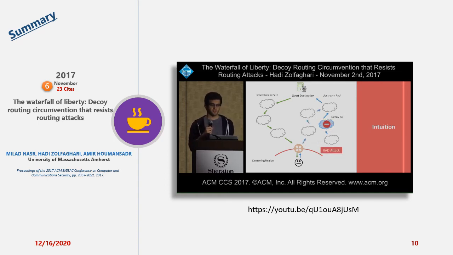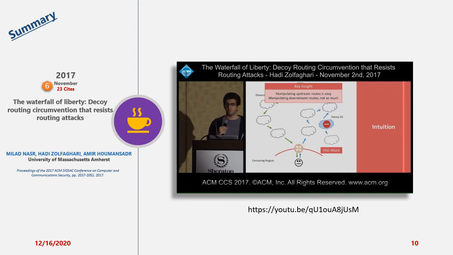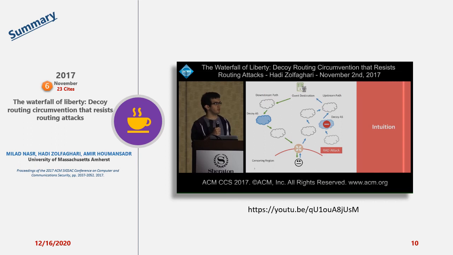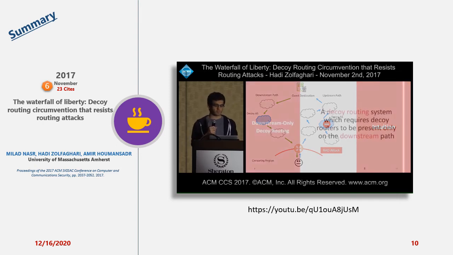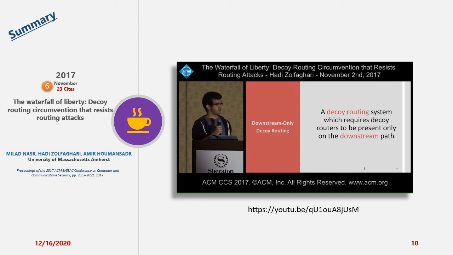As we saw, unfortunately, this is easily avoided by the censors. They can simply avoid sending traffic through routes which contain decoy ASs. But a key observation is that although the censors can modify the upstream traffic fairly easily, they don't have much control over where the downstream traffic is coming from. So if we could have a decoy routing system design which expects there to be a decoy router on the downstream path, this RAD attack couldn't be applied to such a system. So we introduced the notion of downstream-only decoy routing, which is a decoy routing system which only expects there to be a decoy router on the downstream path.